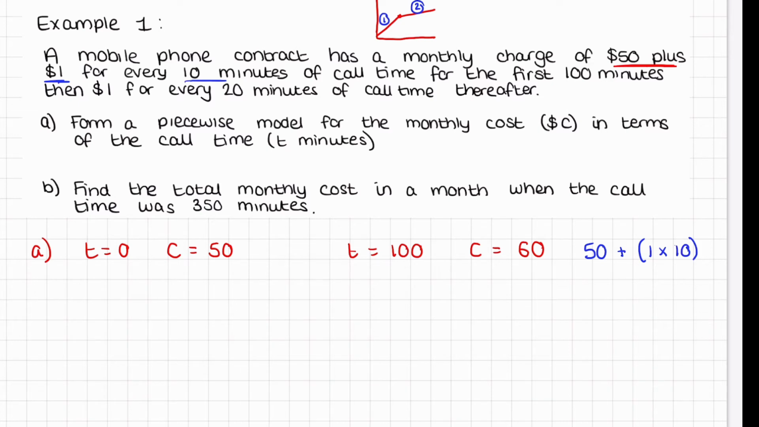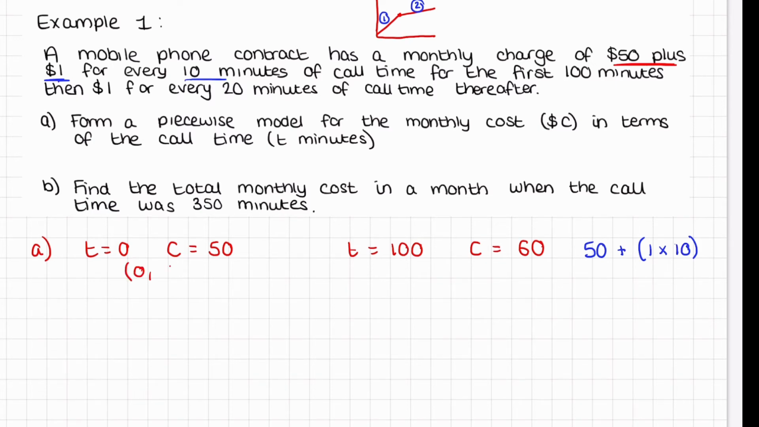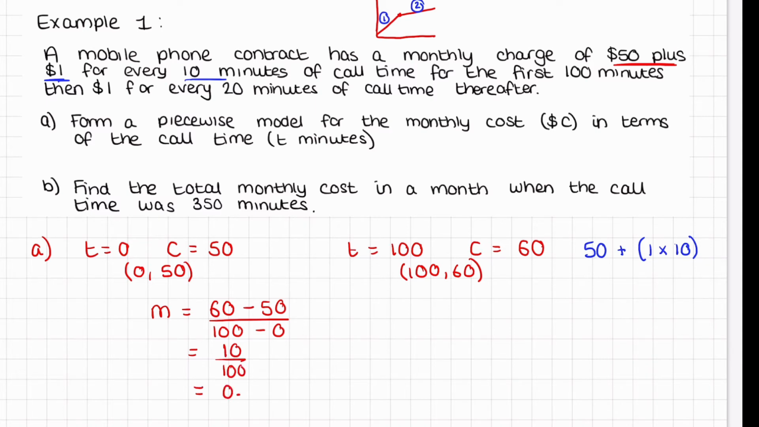Now with the information, we can create an equation for the first line of this model. Because we have two coordinates, (0, 50) and (100, 60). So from here we can find our gradient and find the equation. Our gradient will be 60 minus 50, our y values, minus from each other, divided by 100 minus 0, which gives us a gradient of 10 over 100, which is 0.1, or 1/10, however you would like to write it.